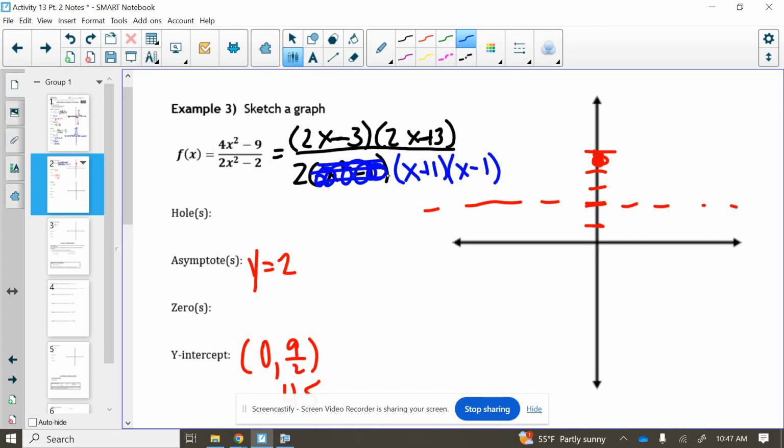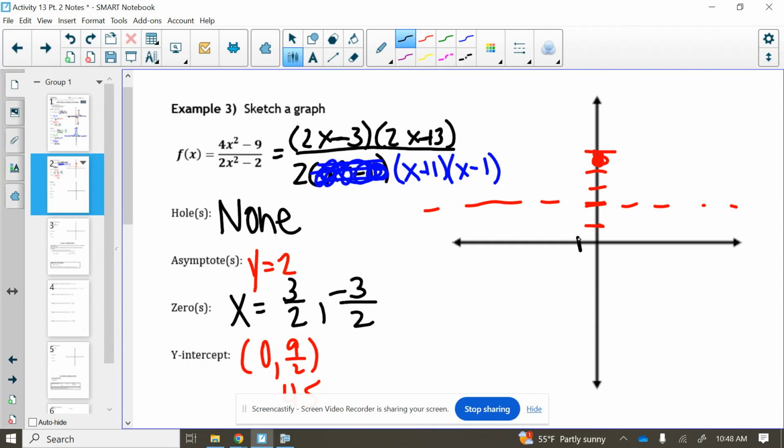So what we notice this time is nothing cancels out, so there are no holes. And the pieces in the numerator, when set equal to 0, are x equals 3 halves and x equals negative 3 halves. So 1.5 and negative 1.5 would be zeros on our graph. We also have two vertical asymptotes, one at x equals negative 1 and one at x equals 1.